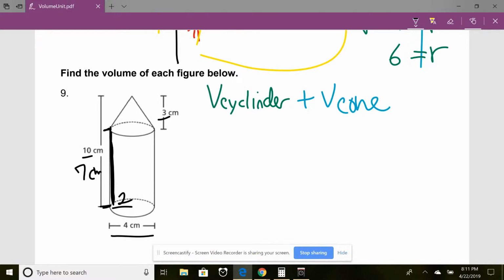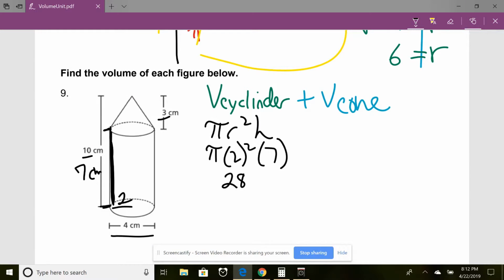Remember, the volume formula for a cylinder is pi r squared h, right? Our radius is 2. My height is 7. 2 squared, which is 4, times 7, which is 28. And I'm going to leave it in terms of pi. 28 pi. So that pi, I'm not going to evaluate that yet. All right, now the cone.